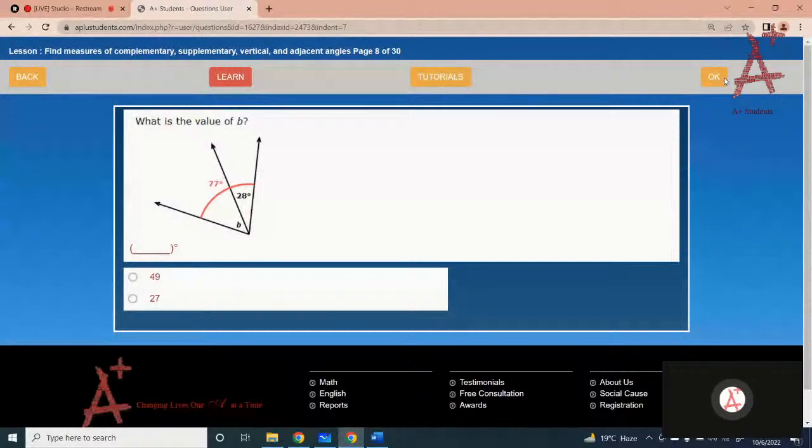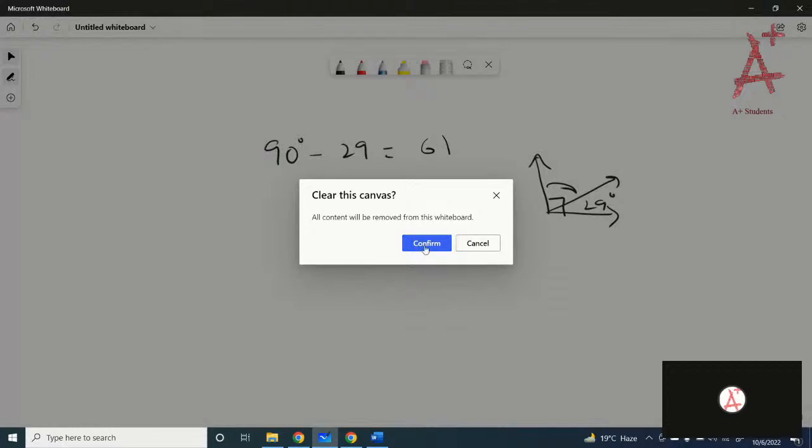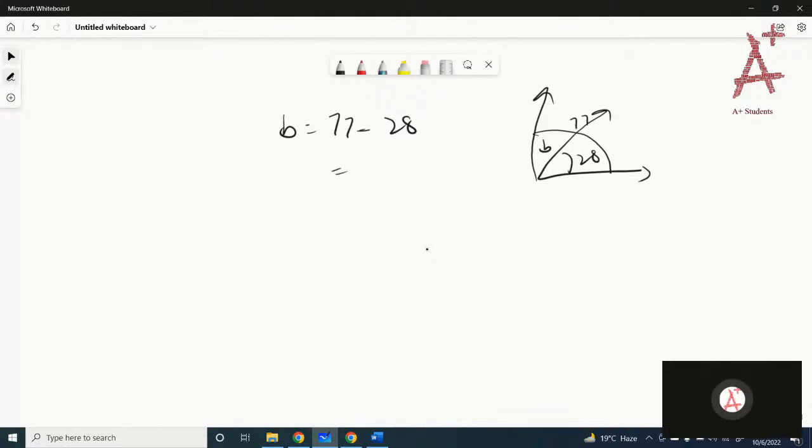Okay, what is the value of B? The sum of complete angle is 77. Let me write it down on the board. That's the one we did in the tutorial, isn't it? This one is 28. This one is 77. We have to find the value of B. So the value of B is 77 minus 28. And 77 minus 28 is 49 degrees. Got it? So the answer is 49.